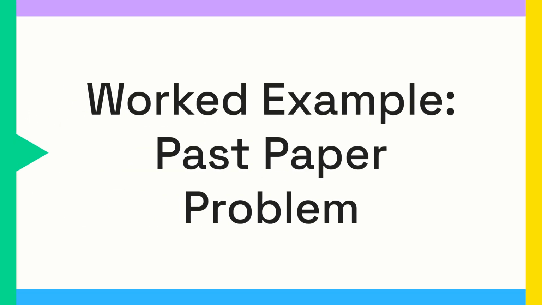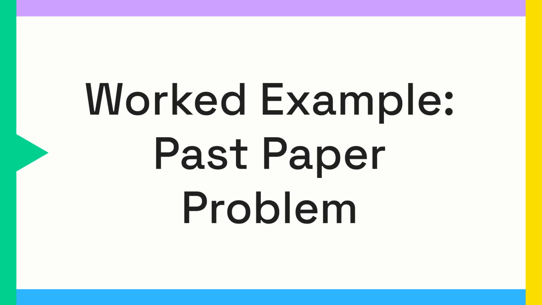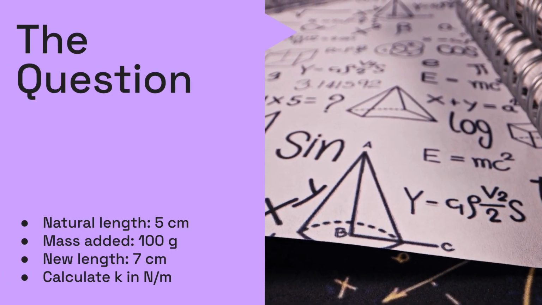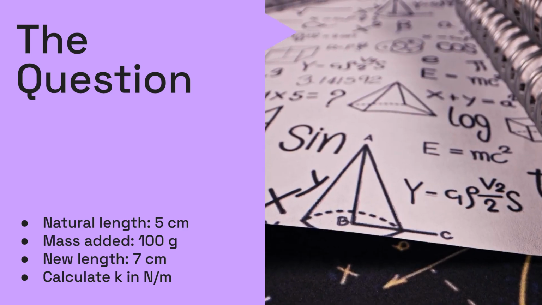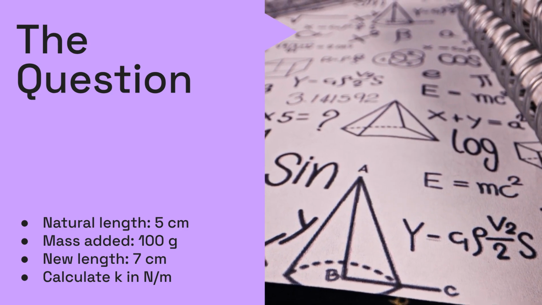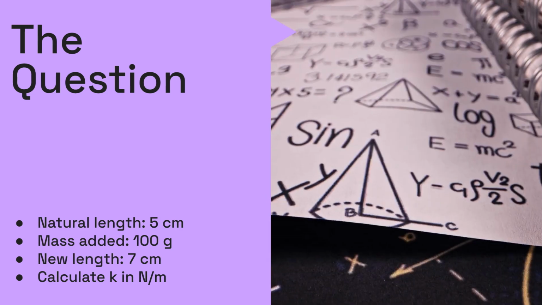Let's put this all into practice with a classic exam question designed to test your knowledge of units and conversion. The problem: a spring is 5 centimeters long. A 100-gram mass is added, making it 7 centimeters long. Calculate the spring constant K in newtons per meter.